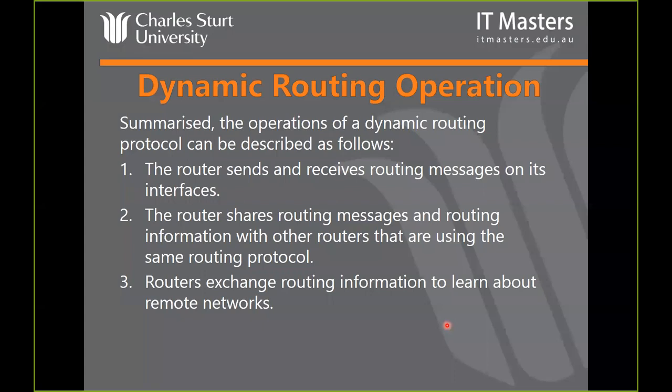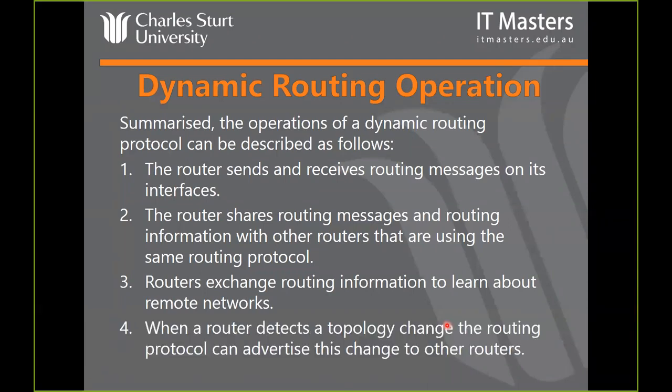Okay, so summarized, the operations of dynamic routing are as follows. Router sends and receives routing messages on its interfaces. Router shares the routing messages and routing information with other routers that are using the same routing protocol. So if you've got 2 routers back-to-back, one using OSPF, one using EIGRP, they won't exchange routes. Has to be the same routing protocol. Routers exchange routing information to learn about remote networks. So that one's pretty straightforward. And then when a router detects a topology change, the routing protocol will then advertise that change to all its known neighbors.